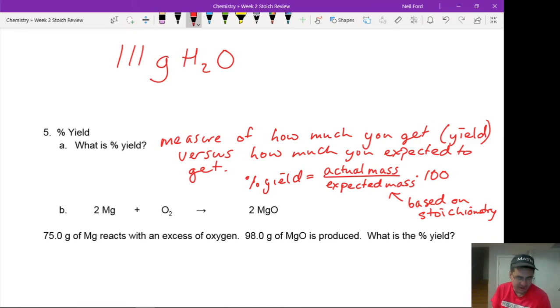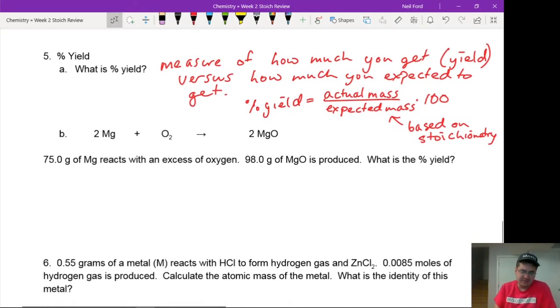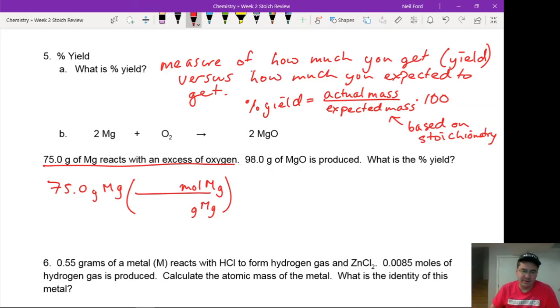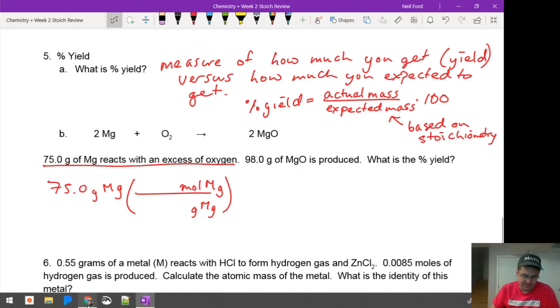It says 75 grams of magnesium react with excess oxygen. 98 grams of magnesium oxide is produced. What's the percent yield? So we're going to do this and get the expected mass first. So 75.0 grams of magnesium, we need to figure out how much magnesium oxide is produced. So we'll go from grams magnesium to moles magnesium. I don't know what the molar mass is, so let's see if I can get it here.